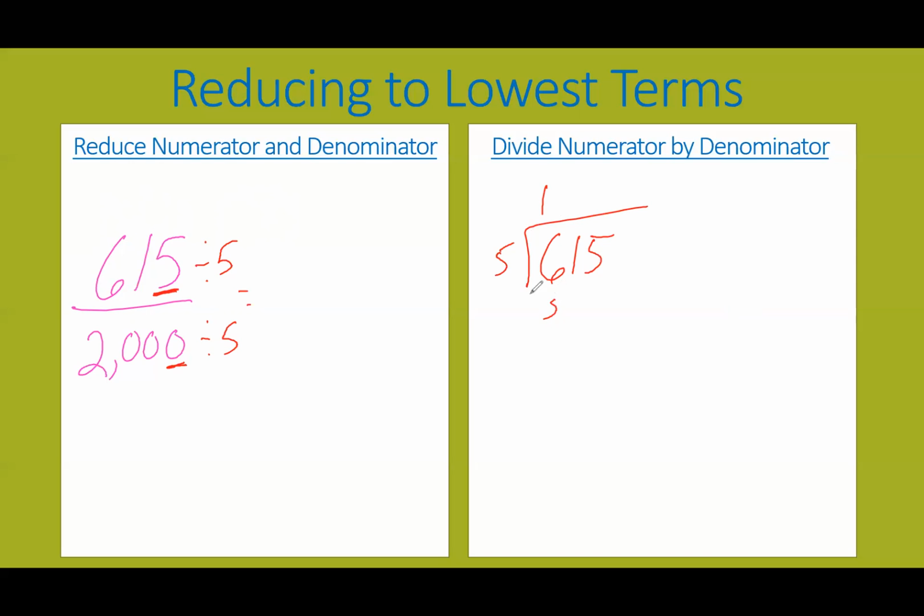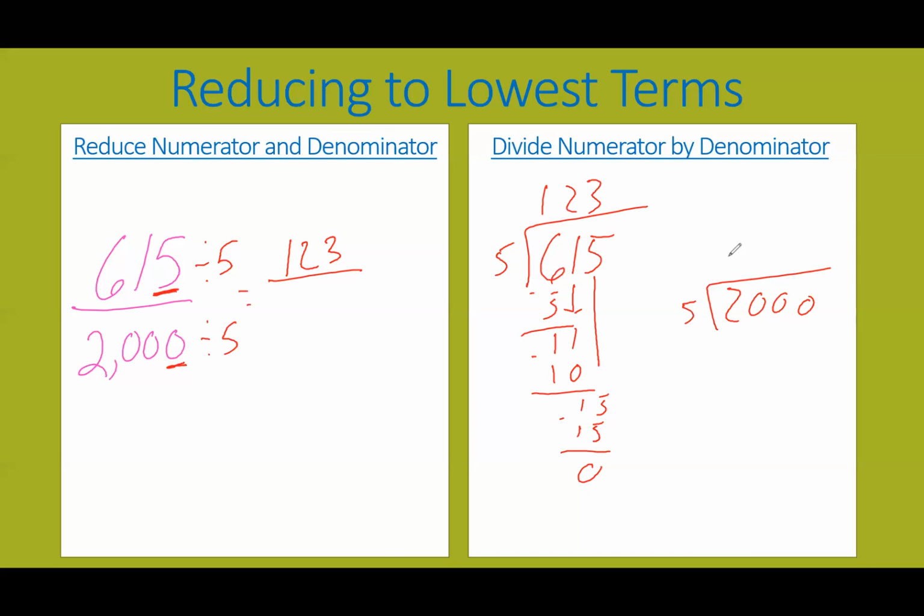1 times 5 is 5. Bring down, I have 11. 2 times 5 is 10. Bring down that 5. I have 15. 3 times 5 is 15. I'm at a 0. Done. This equals 123. Now 2,000 divided by 5. That's a 0. That's a 4. 4 times 5 is 20. And then a 0 and a 0. So that is 123 over 400. Awesome. Now, is this in lowest terms?